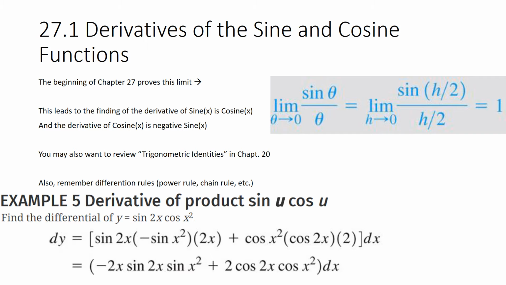So we combine like terms, and we see that the final answer is negative 2x times sine 2x times sine x squared plus 2 cosine 2x cosine x squared. So it's kind of long, but step by step, by knowing the derivatives of sine and cosine, and by remembering the rules of derivatives, power rule, chain rule, we can easily find the solution to this equation.